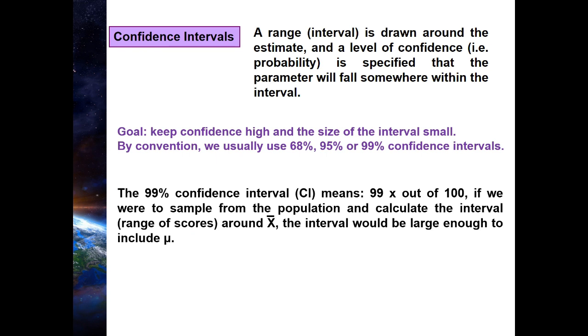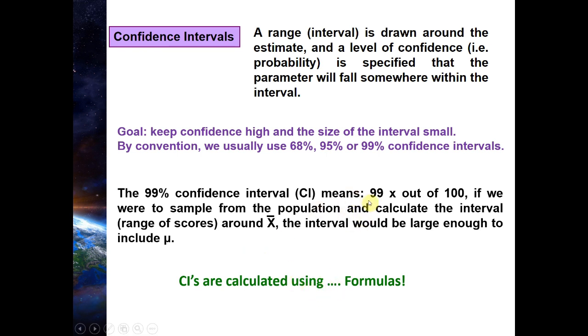If we're using a 99% confidence interval, we are saying that 99 times out of 100, the interval we drew around X bar, that we calculated, was drawn correctly such that somewhere in that interval we've captured mu. Okay? And I'll talk about this in a second.